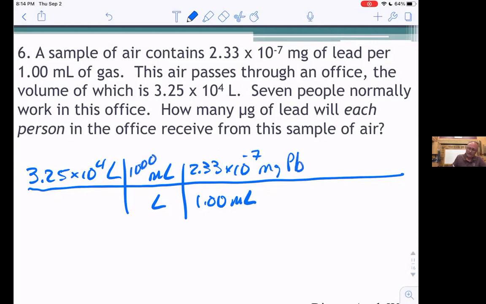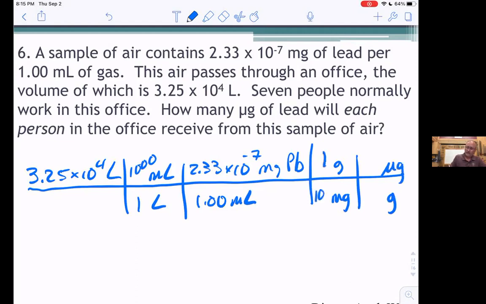Here, the liter is bigger, so it'll get 1, and then the milliliters will get the 1,000. At this point, it says how many micrograms of lead. It doesn't say how many milligrams of lead. The lowercase m is milli, and micro is the mu. So what I need to do is change from milligrams to micros, but I would change from milligrams to grams, and then change grams to micrograms. That's what I would do.